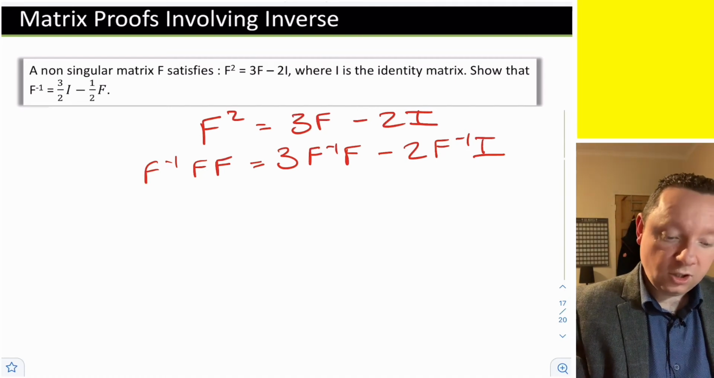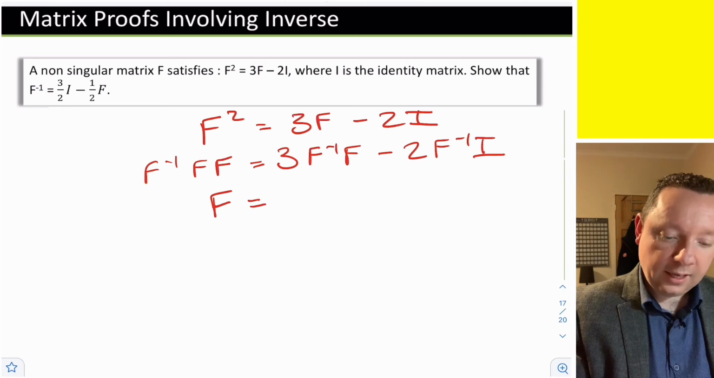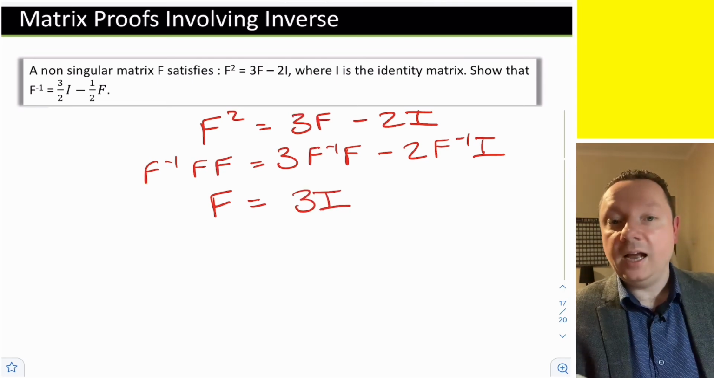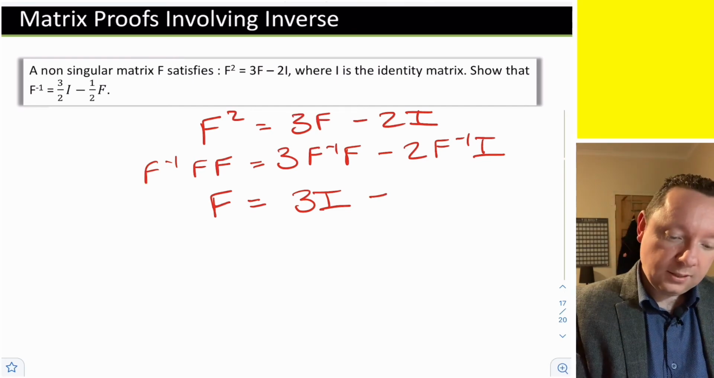F inverse F is just I, so that just leaves F on this side equals 3 times I. Now I need to write I because 3 is just a number. 3I is a different thing. That's going to be 3 times the identity matrix. Minus, but now I've got a matrix times I, which is just the matrix, 2F inverse.